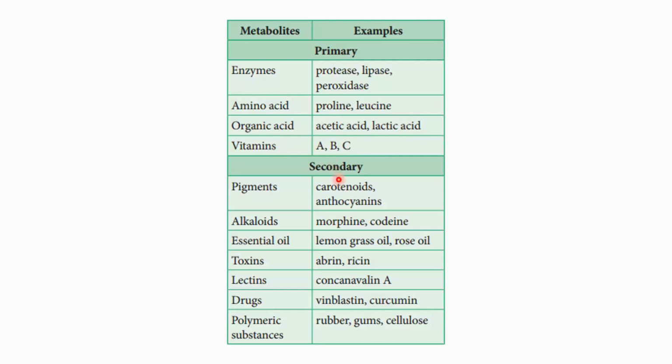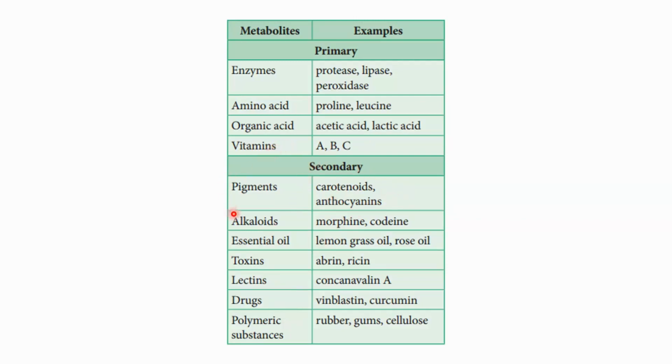While if I talk about the secondary metabolites, there are the various pigments which are produced by the plant cells, or various toxins which are produced by the plant cells, or polymeric substances, for example, gum. Gum is a very common polymeric substance which we know, or rubber, we know that some plants exude rubber, a secondary metabolite in the form of rubber, which is a polymeric substance and is an example of secondary metabolites.